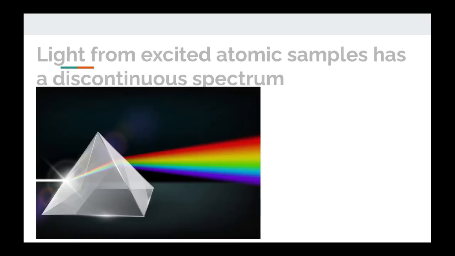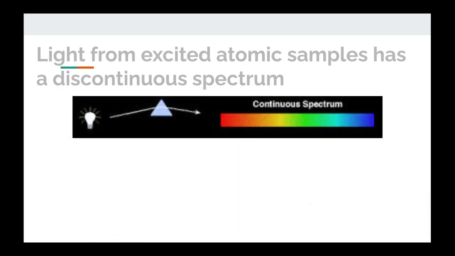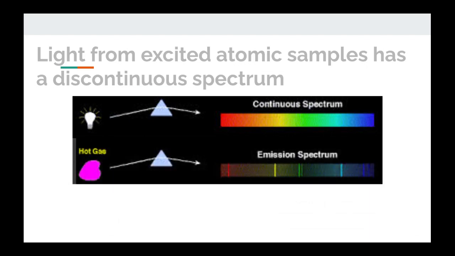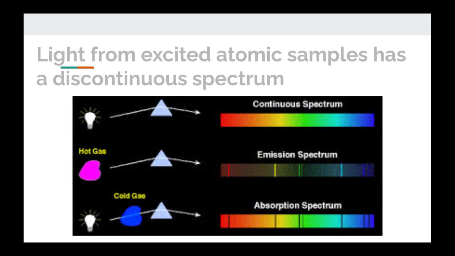And remember that light from excited atomic samples has a discontinuous spectrum. So unlike the full complete spectrum that you would get from ordinary white light, a hot sample of a pure element would give you a spectrum that only had certain colors in it and all the other colors were missing. And if you passed light through a cold sample of that same gas, you would get exactly the negative. You'd have the complete spectrum, but with those lines missing.